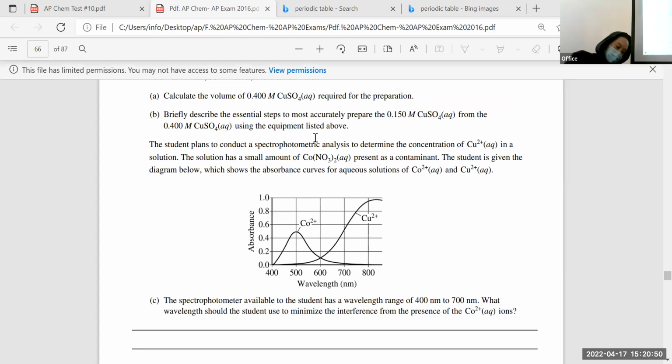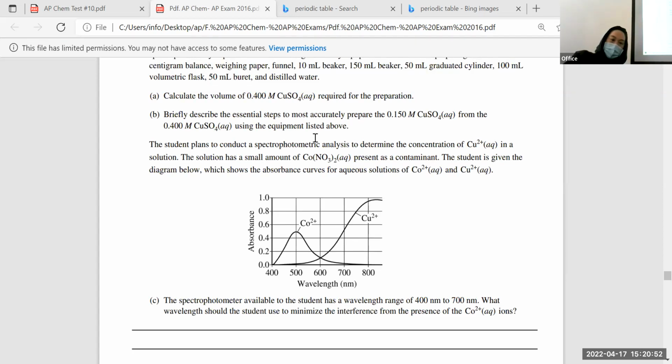Okay, the student plans to conduct a spectrophotometric analysis to determine the concentration of Cu2+ in a solution. The solution has a small amount of cobalt 2 nitrate present as a contaminant. The student is given the diagram below, which shows the absorbance curves for aqueous solutions of cobalt and copper. Okay, so their sample is contaminated, right? So we look at the absorbance curves.